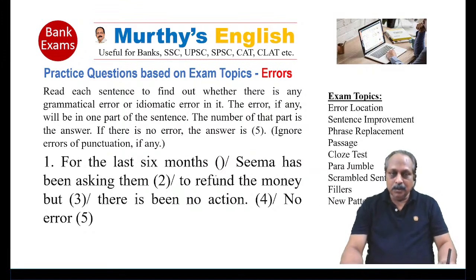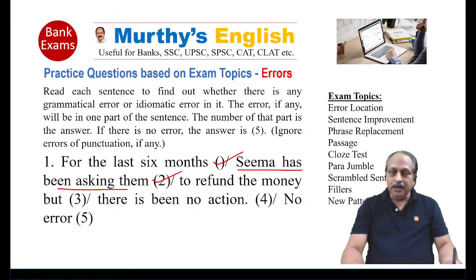Yes, very good. Whenever you come across a phrase like for the past 6 months or for the last 6 months, you have to think of two tenses: one present perfect, the other present perfect continuous. For the last 6 months, usually this goes with present perfect continuous. Seema has been asking them. So here you see has been asking, present perfect continuous, no error.